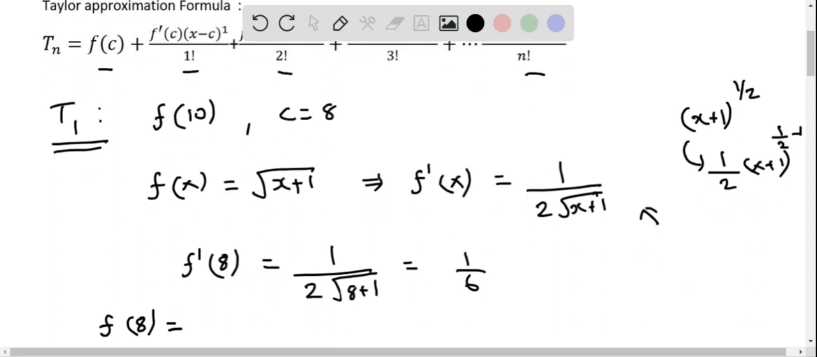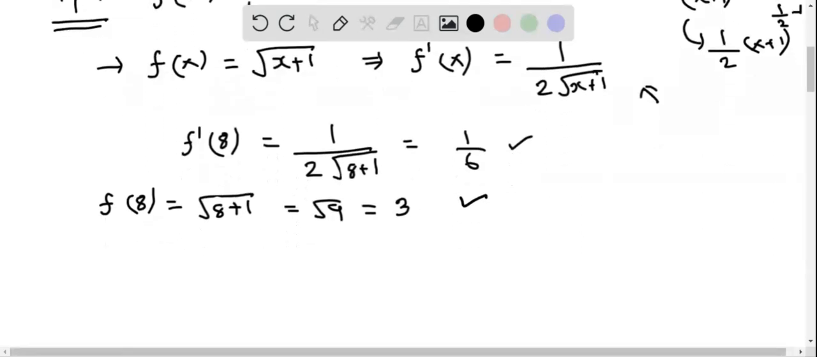To find f of 8, all you have to do is plug in x equal to 8 into f of x. When I do that, I'll get square root of 8 plus 1, which is square root of 9. Since I know that the square root of 9 is 3, this is equal to 3. So we have two values, f prime of 8 as well as f of 8. So we can find T1.